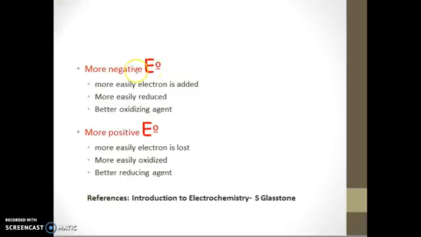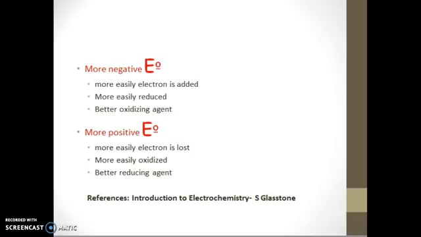Now, with a more negative E°, what happens? More easily electron is added, more easily reduced, it is a better oxidizing agent. With a more positive E°, more easily electron is lost, more easily oxidized, better reducing agent.